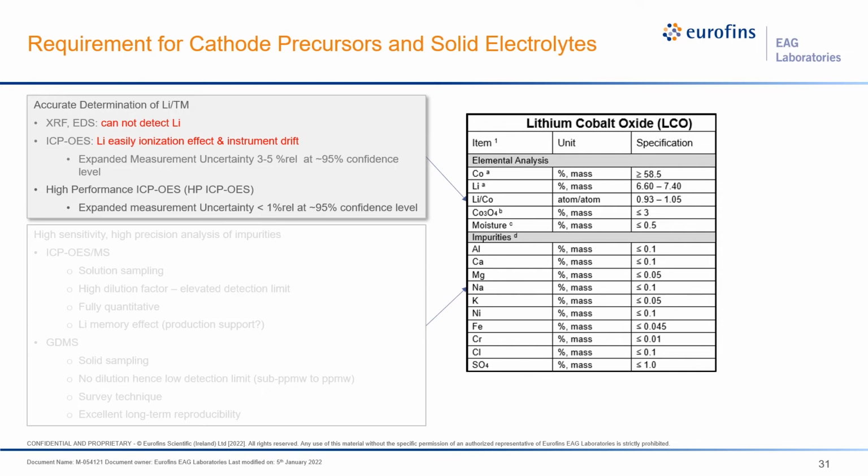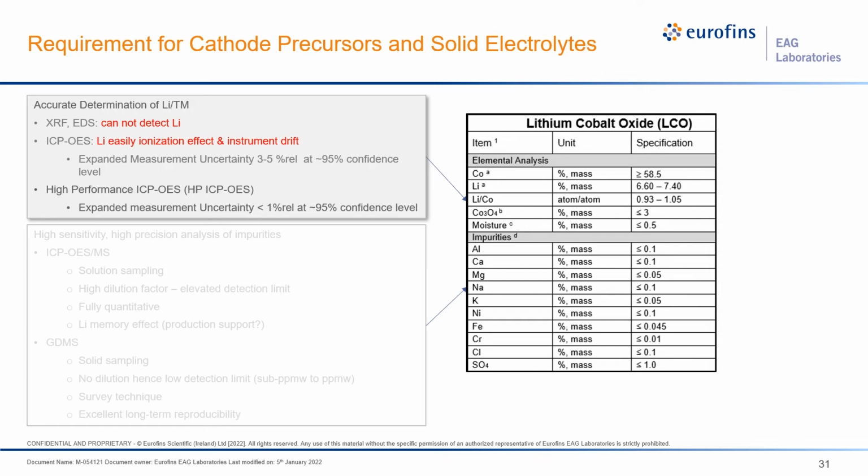So let's go over a couple of techniques. XRF and EDS: both techniques cannot detect lithium, so that's out. ICP-OES can detect lithium. In our standard operation mode, the major contributions to the measurement error or measurement uncertainty are lithium's easy ionization effect and the instrument drift. With that, the expanded measurement uncertainty is typically 3 to 5% at a 95% confidence level. Obviously, that's not enough to allow us to do accurate lithium transition metal content ratio control.